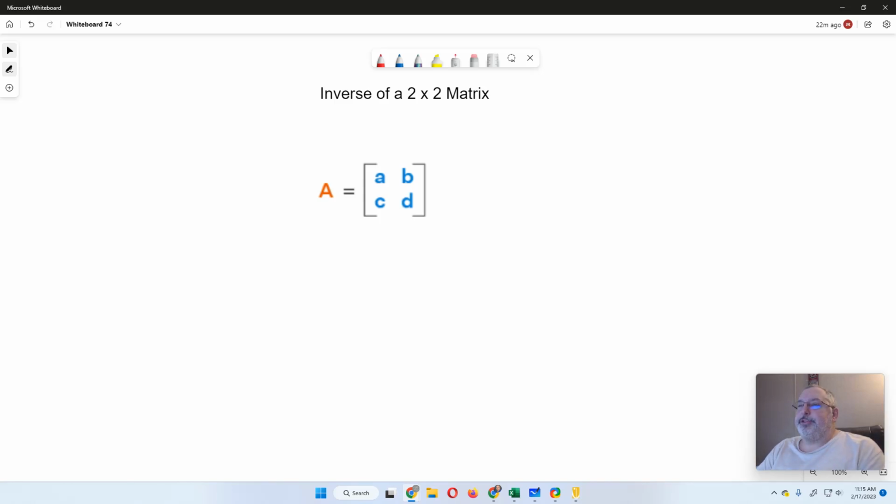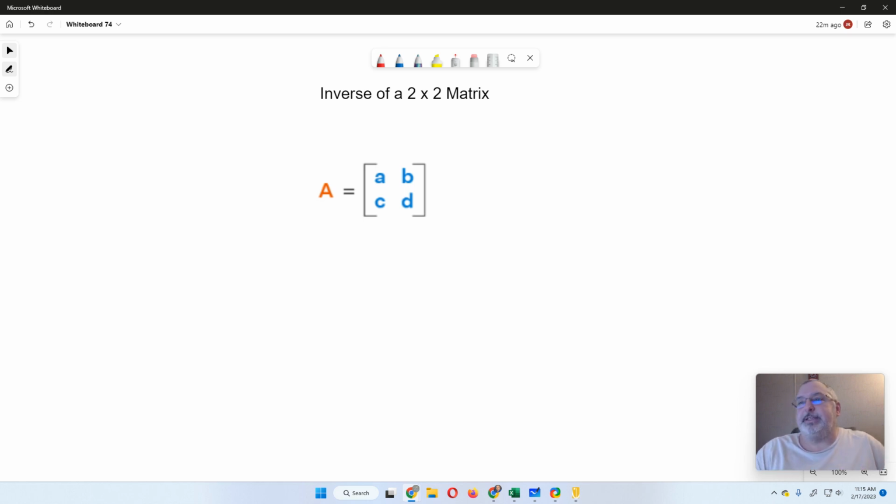We're looking in Algebra 2 and we're trying to find the inverse of a 2 by 2 matrix. So we're going to be given the matrix A with the entries A, B, C, D, and we want to know how to find its inverse. Well, you know the inverse, if you multiply the original matrix and its inverse, you'll get the identity matrix.